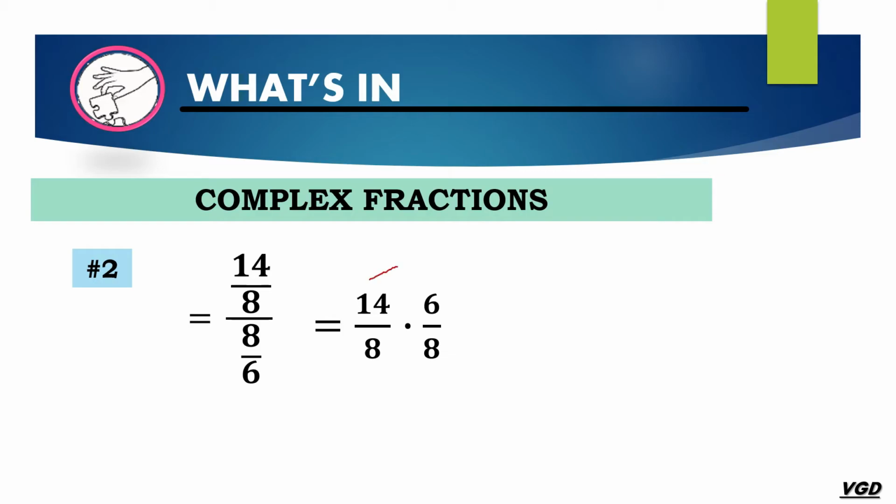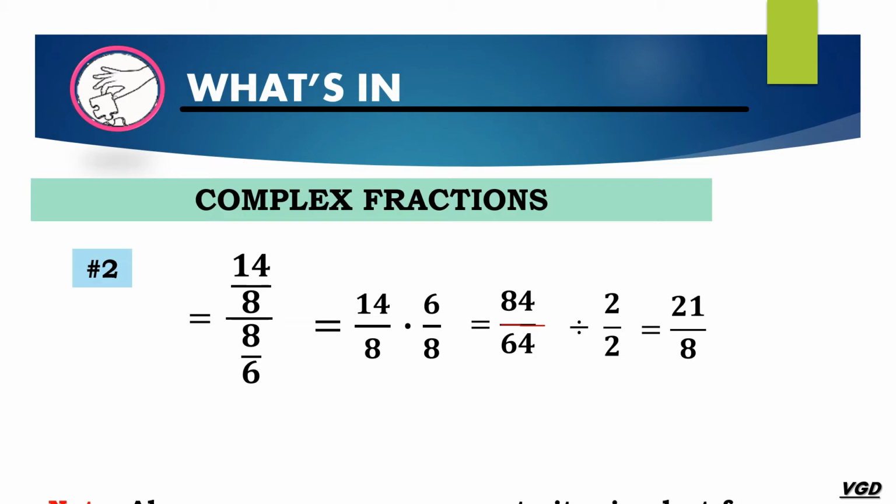Numerator to numerator, denominator to denominator. So we will be able to get 14 times 6 is equal to 84 over 8 times 8 is equal to 64. So we can still simplify 84 over 64 by dividing by its greatest common factor, which is 2. So we will have the simplified form, which is 21 over 8.